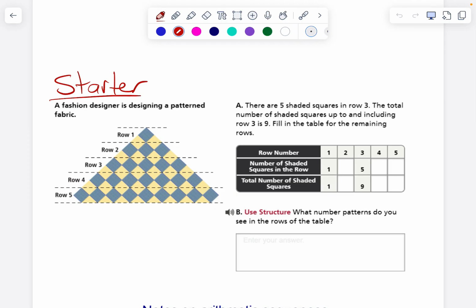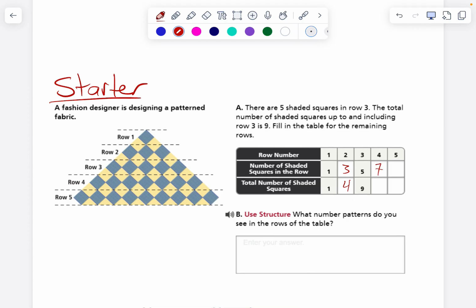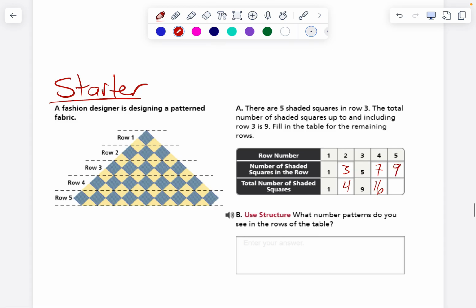Okay. So row 2, how many shaded squares? 3. How many total? 4. Good. Row 4, how many shaded squares? 7. And total? 16. Okay. Row 5. 9. And? 25.